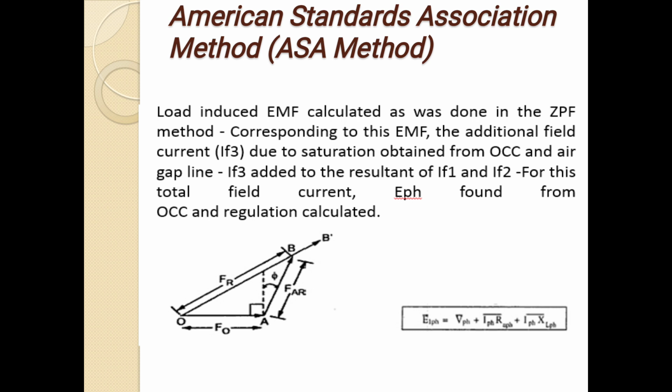The load induced EMF is calculated as in the ZPF method, with the corresponding EMF and the additional field current due to saturation obtained from the OCC air gap line. IF3 is added to the resultant of IF1 and IF2 for the total field current. E phase is found from the OCC, and regulation is calculated. E phase is equal to V phase plus I phase R phase plus I phase X phase. Thank you.